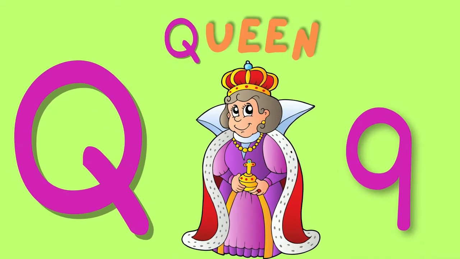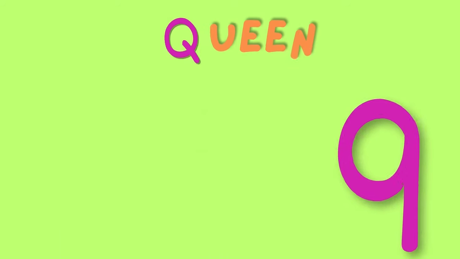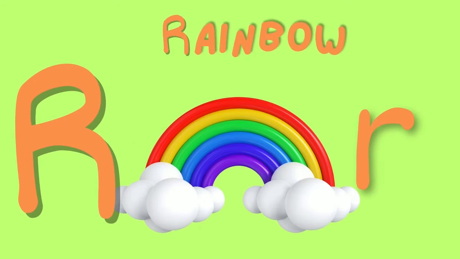Q is for queen. This is a queen. R is for rainbow. This is a rainbow.